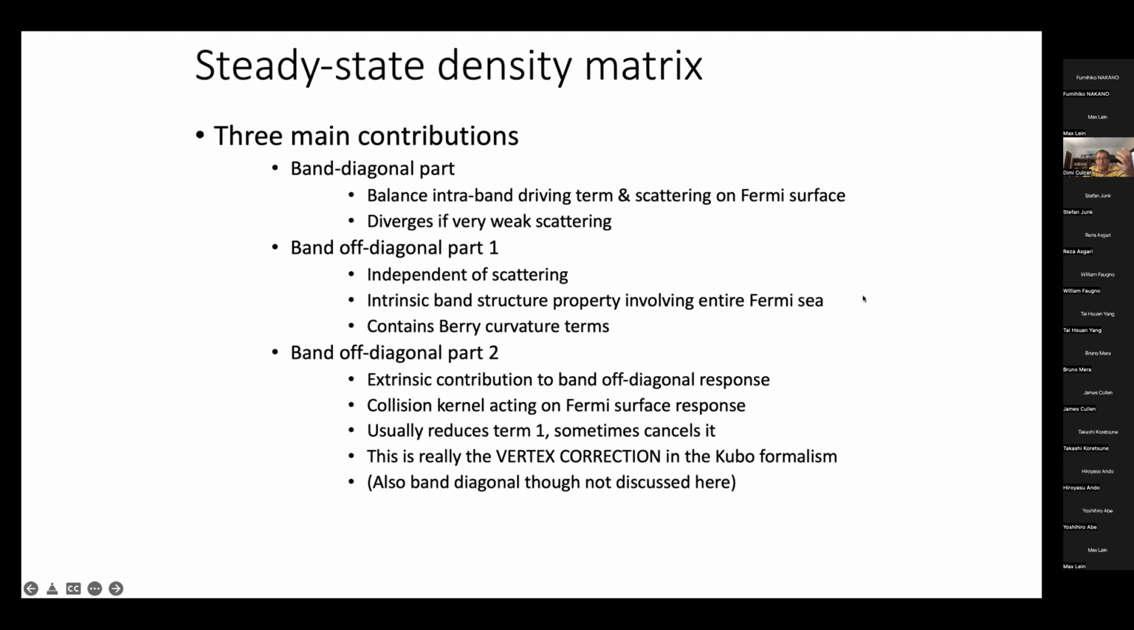At least formally, they appear to come from the entire Fermi sea. And then there's the second off-diagonal contribution. It's a correction that's coming from disorder, and it's a correction that is formally of order 0 in disorder. So this usually competes with the intrinsic term, and we've actually checked that this corresponds to the vertex corrections in the Kubo formalism. So there are 3 things that need to be taken into account.